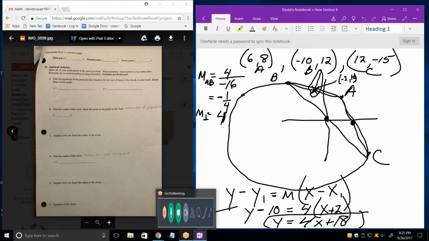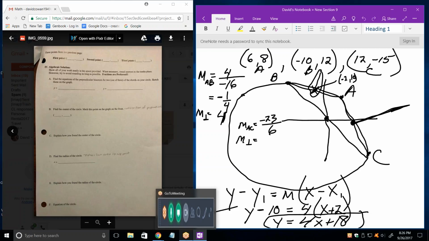That's the equation of that line we're trying to figure out. So what is the slope of AC? I got negative 23 over 6. So it was 15 minus 8 over 12 minus 6. You got it. So what is the slope of the perpendicular to that?